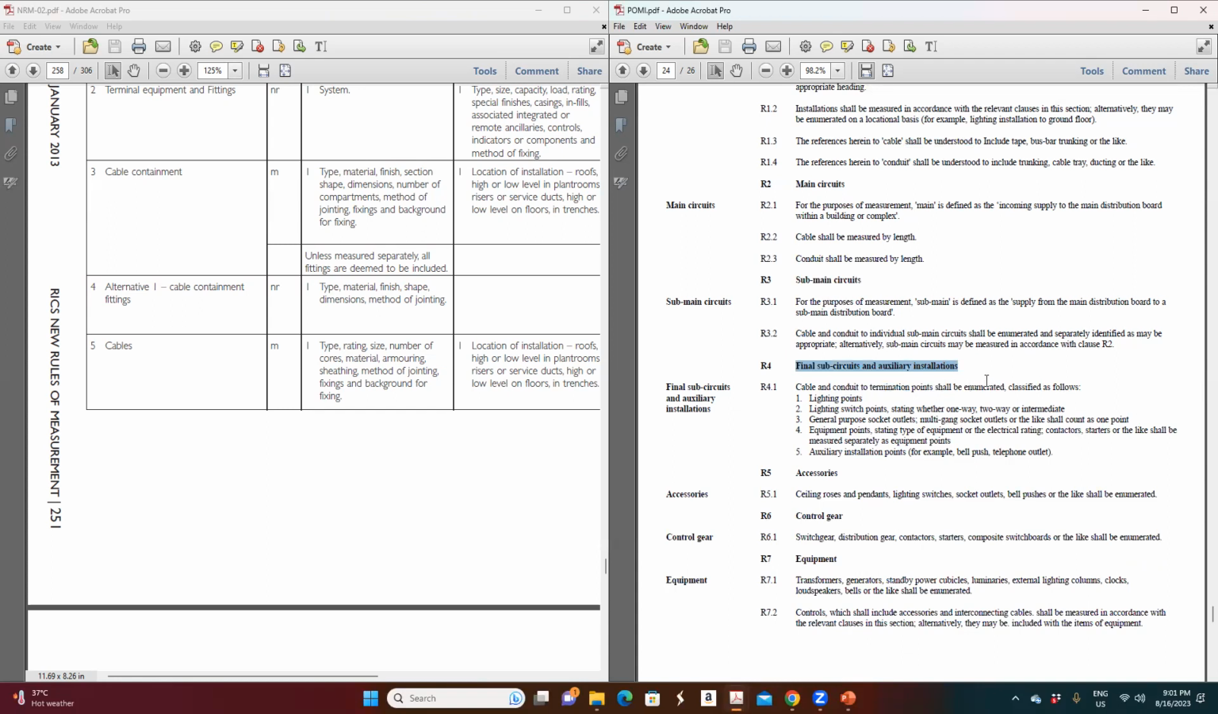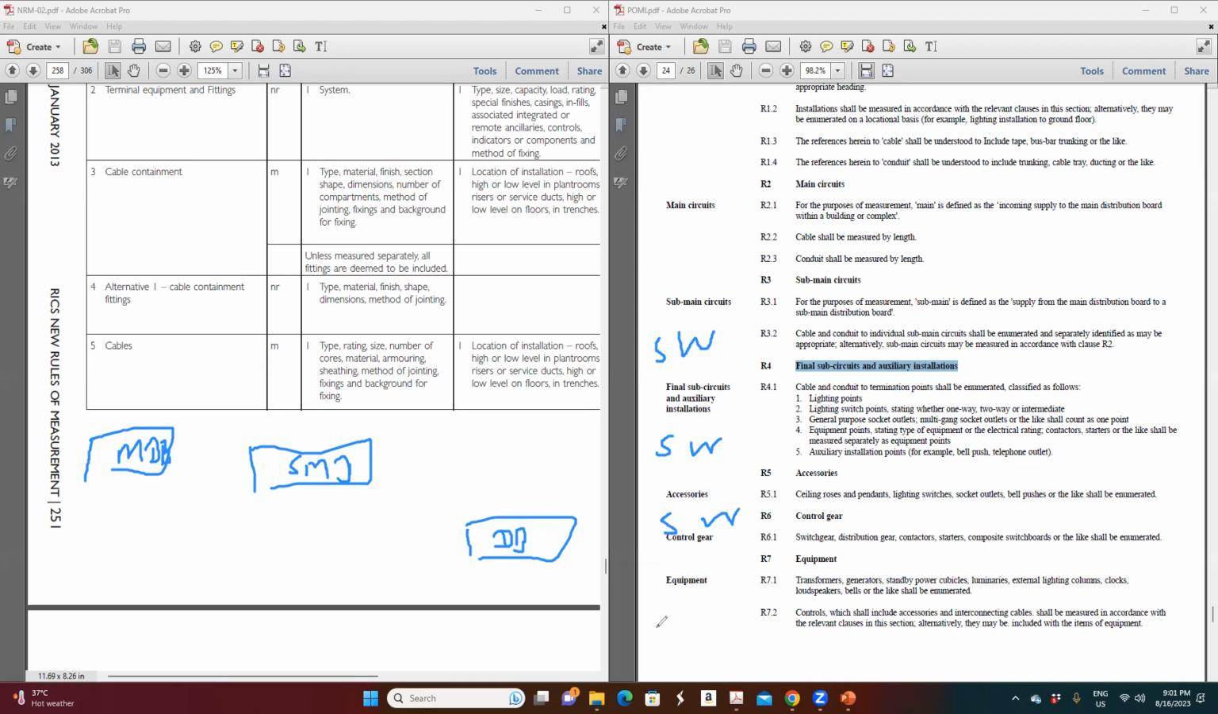One thing I just need to tell you is that in general, we have an MDB, and we have SMDB, then it goes to DB, and we have switches, many switches, and we have sockets, and we have many DBs also, and we have a light here.